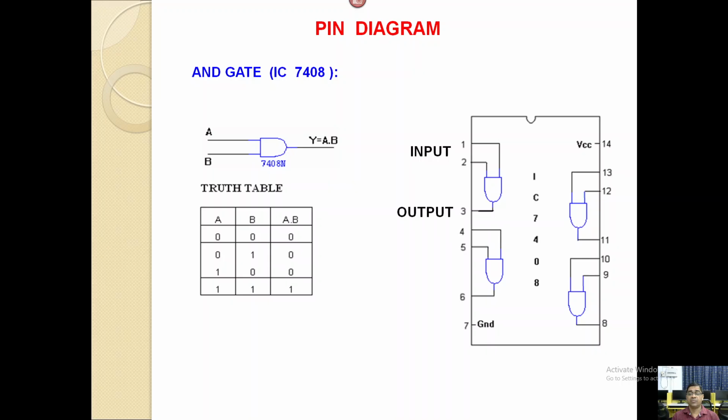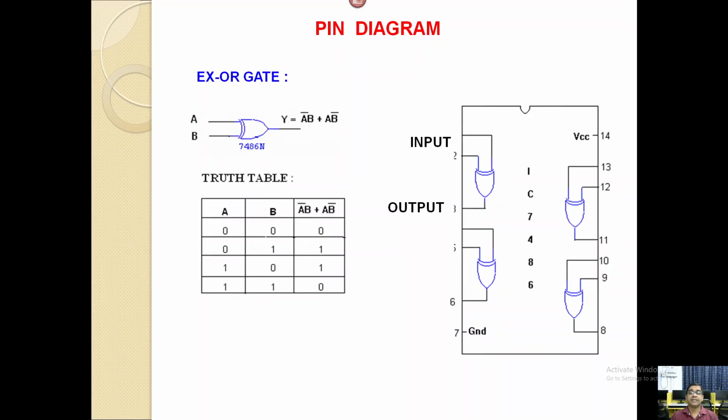Pin 7 is always ground. When we implement this in the lab, 7 is always connected to ground, and pin 14 is VCC, connected to the power supply, a 5 volt power supply. Pins 1 and 2 are the inputs, and 3 is the output. Next, 4 and 5 are inputs and 6 is the output; 8 is the output of the next gate, 9 and 10 are inputs and 11 is the output; 12 and 13 are inputs. This is the pin diagram of the AND gate.